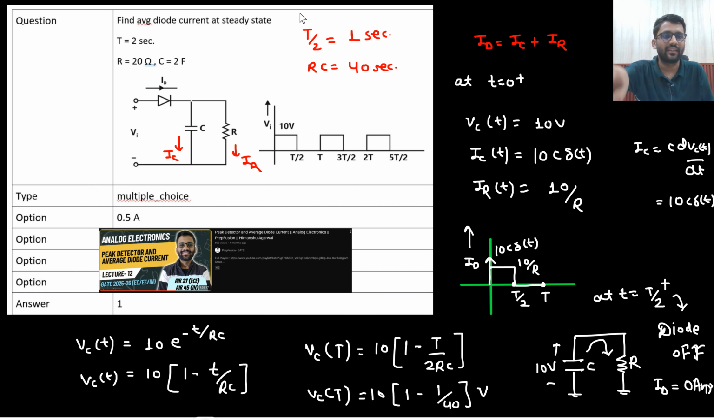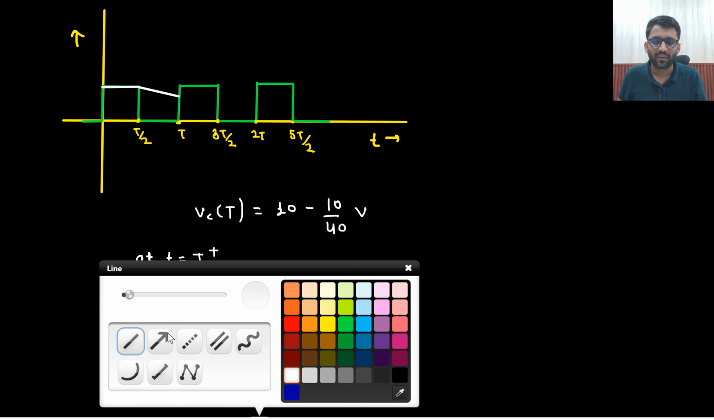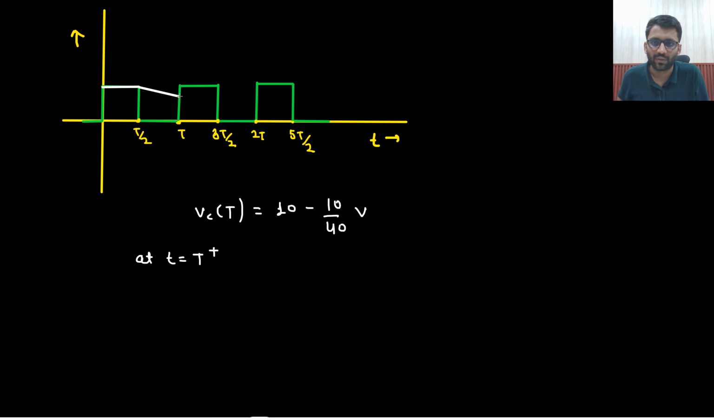And here you are having 10. That means diode will turn on. And if diode turns on, then immediately it will be charged to 10 volt. So immediately your capacitor will charge to 10 volt. Here this was the potential, which was 10 minus 1 by 4.